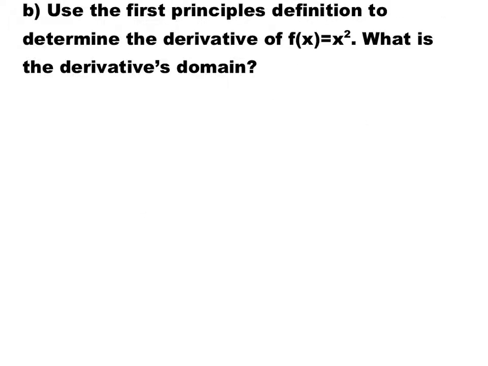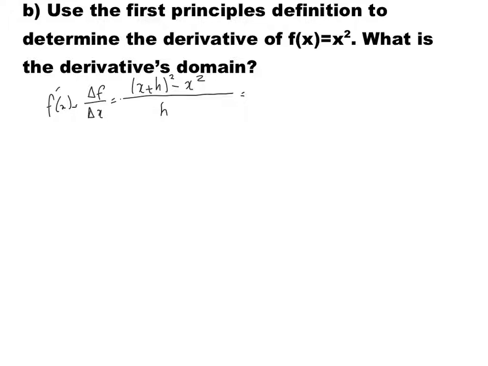The next part of the question says, use the first principles definition to determine the derivative of f of x equal to x squared. And what is the derivative's domain? Again, to find the derivative, which we are going to call f prime of x, which is the same as delta f over delta x, we have to find f of x plus h, so x plus h squared, minus f of x, which is x squared, over h.